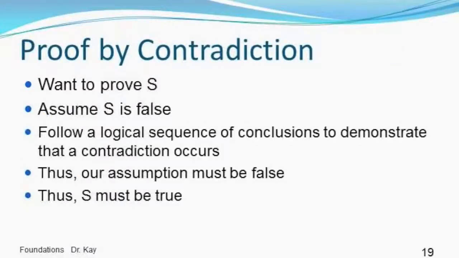Proof by contradiction is one of my favorite methods of proof. You want to prove some statement S. And the general way to do this is you assume S is false, and then you follow some logical sequence of conclusions to demonstrate that a contradiction occurs. So if S is false, then the moon is made of green cheese. Well, we know the moon is not made of green cheese. And so the only thing we can do is say that our assumption that S was false isn't the case, and so S must be true.